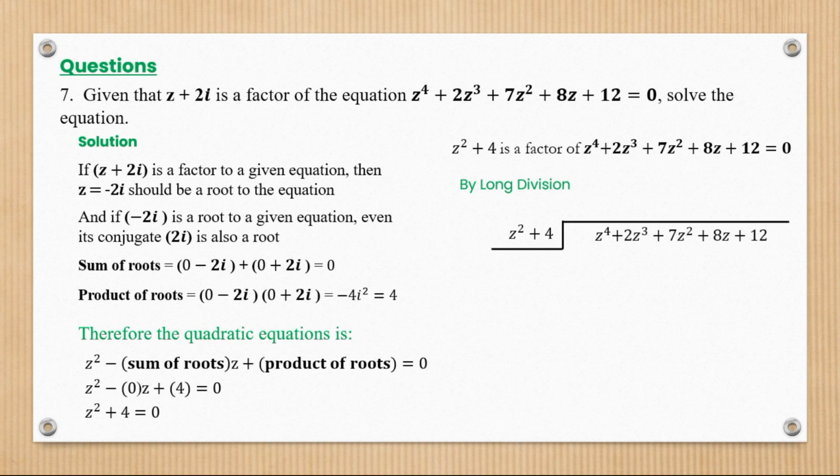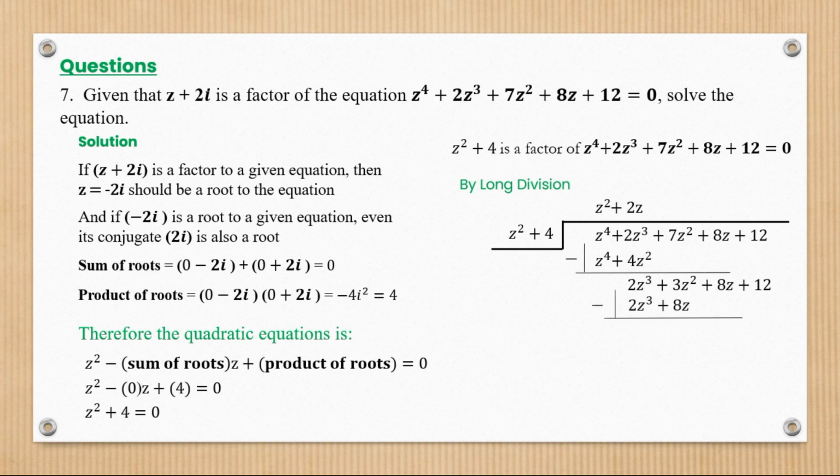So by long division, let's insert that there. z power 4 divided by z squared is z squared. So z squared, multiplying the values on the left, we end up having that. Now we have nothing to subtract with the z cubed, so it will remain as it is. But z squared minus 4z squared is going to be equal to 3z squared. So we end up having that. So 2z cubed divided by z squared is 2z. 2z times the values on the left, we end up having that.